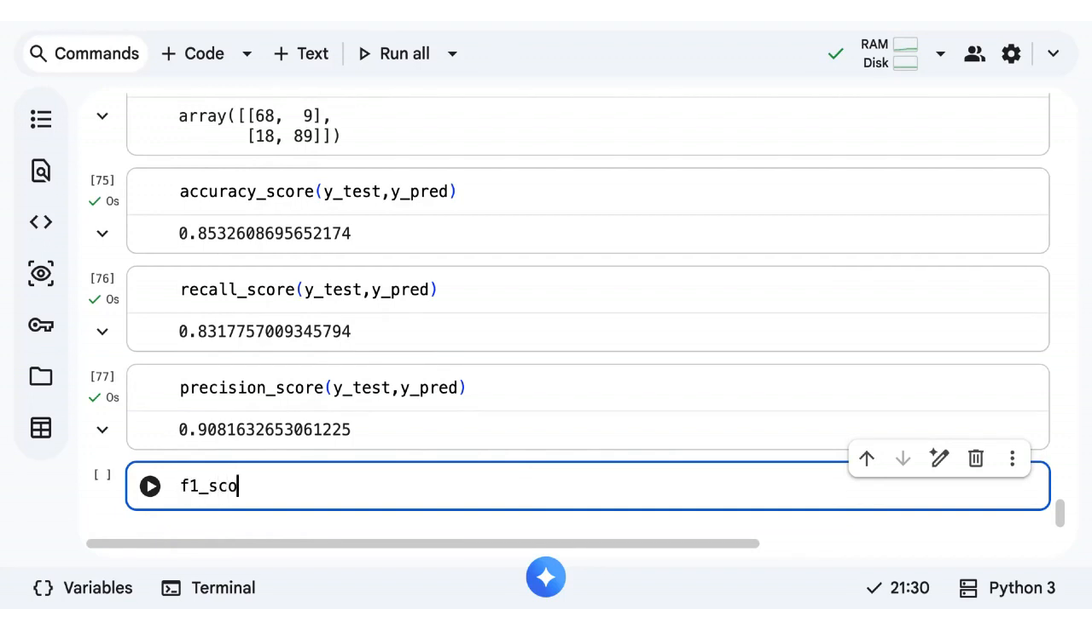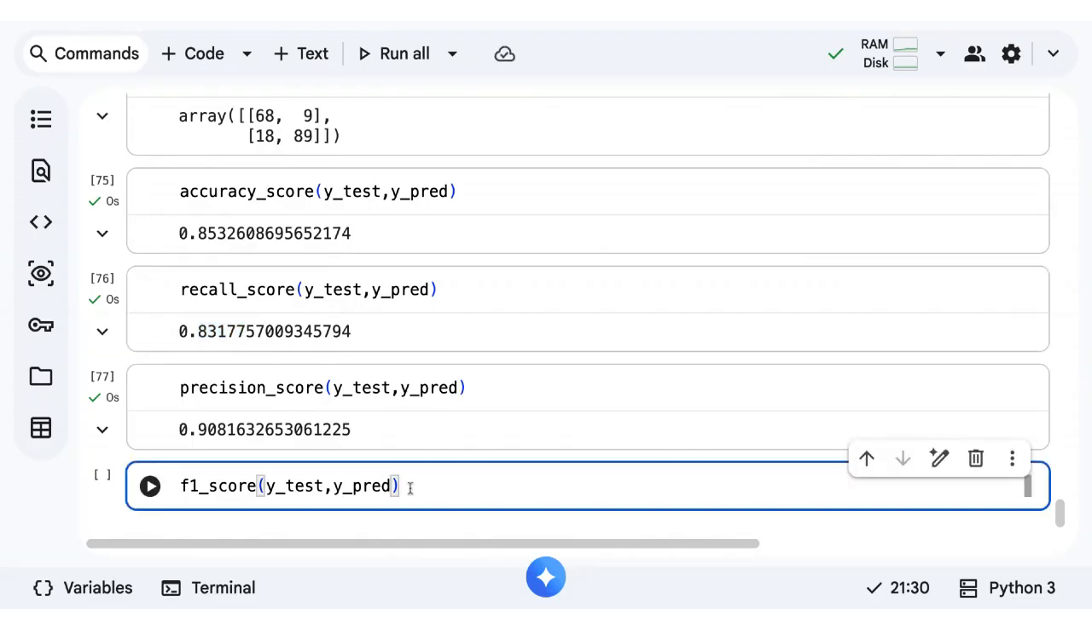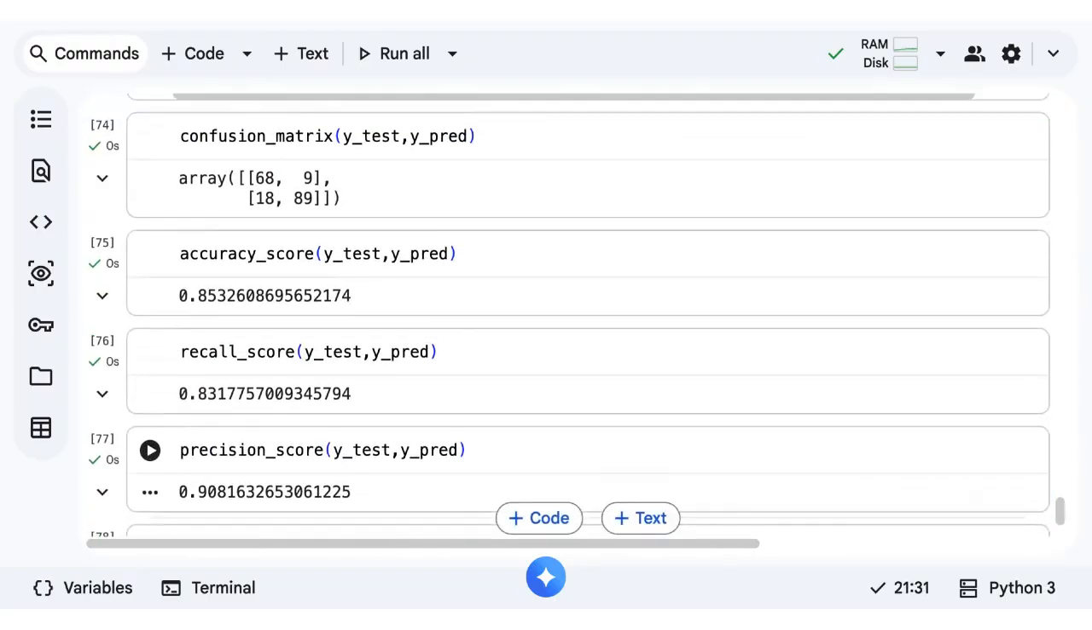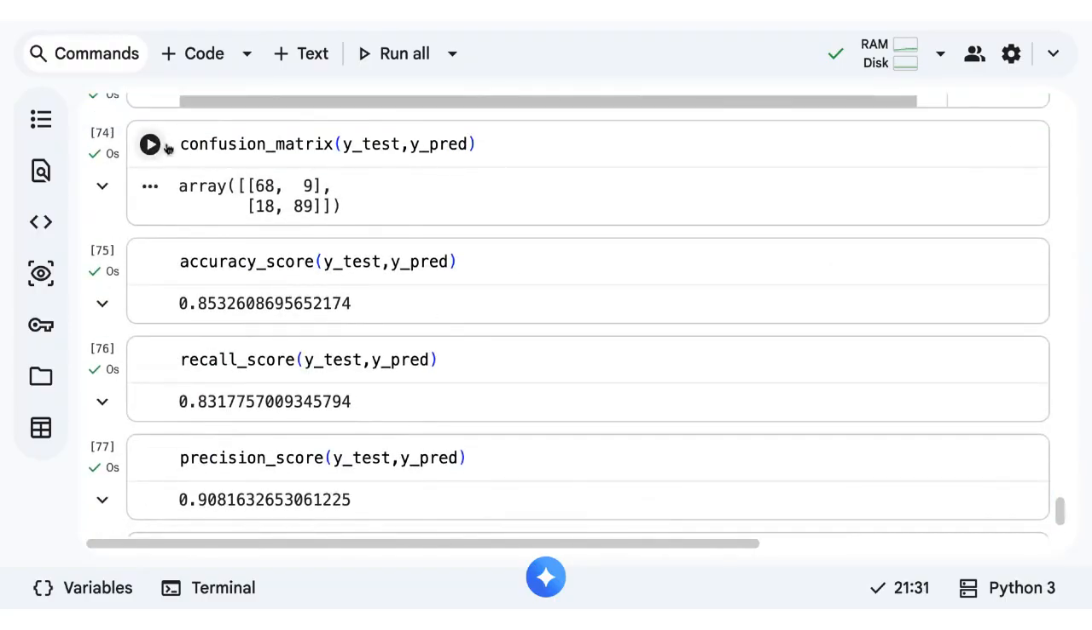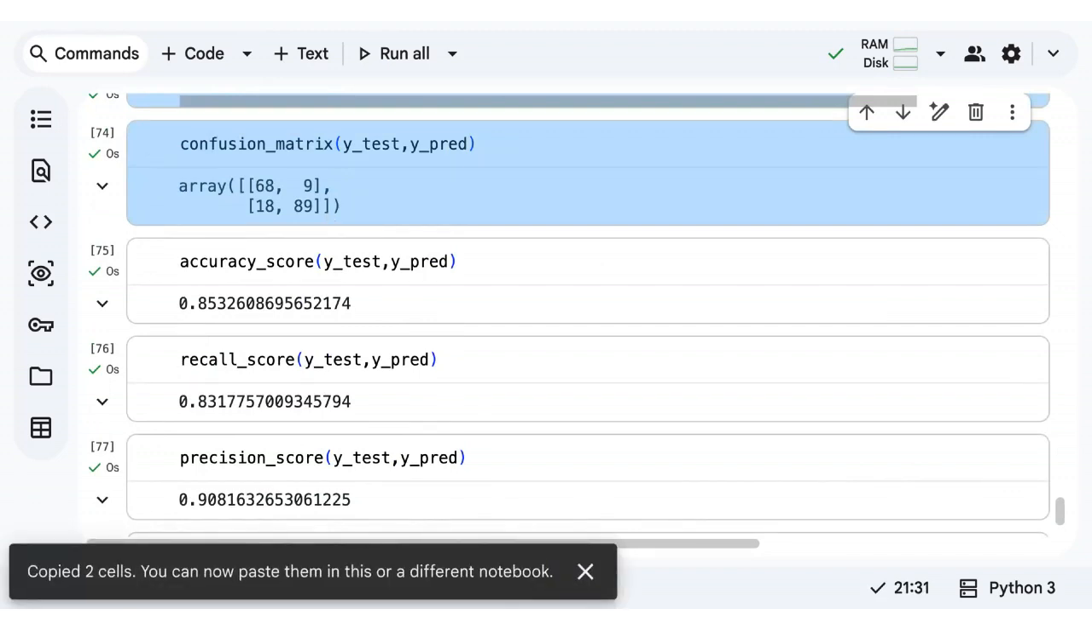F1 score, y_test and y_pred. But here it's just like 83%. 83% of the high chance of heart attack people have been classified as heart attack. Remaining are misclassified. Similarly, F1 score is balancing. Well, this is how you are going to implement different classification models.